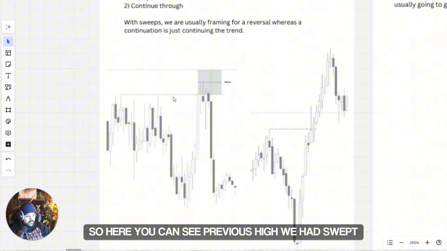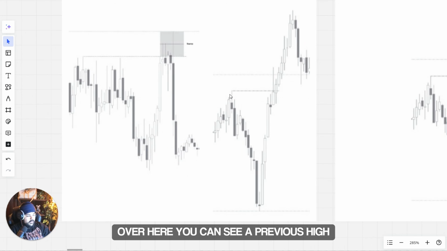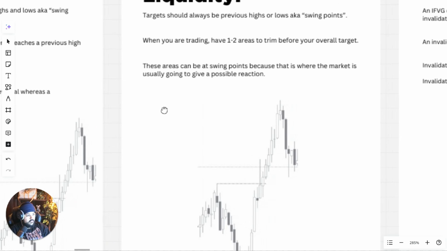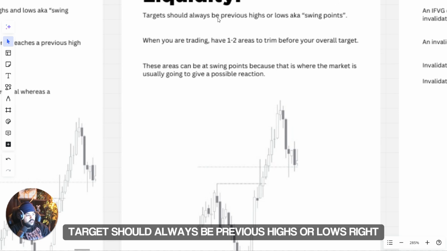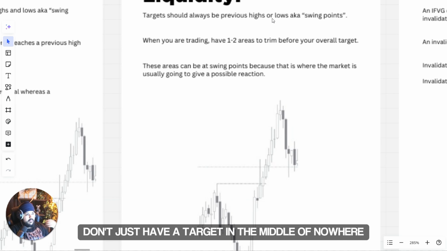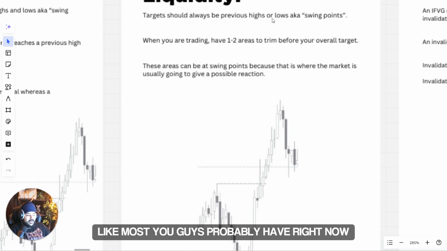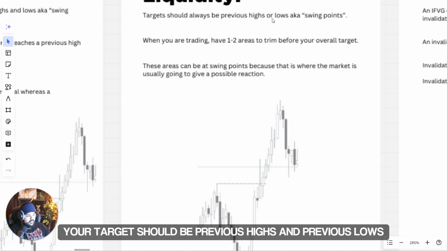So here you can see previous high we had swept. Over here you can see a previous high we closed above and continued higher from. Now liquidity, target should always be previous highs or lows, right? Don't just have a target in the middle of nowhere like most of you guys probably have right now. Your target should be previous highs and previous lows.